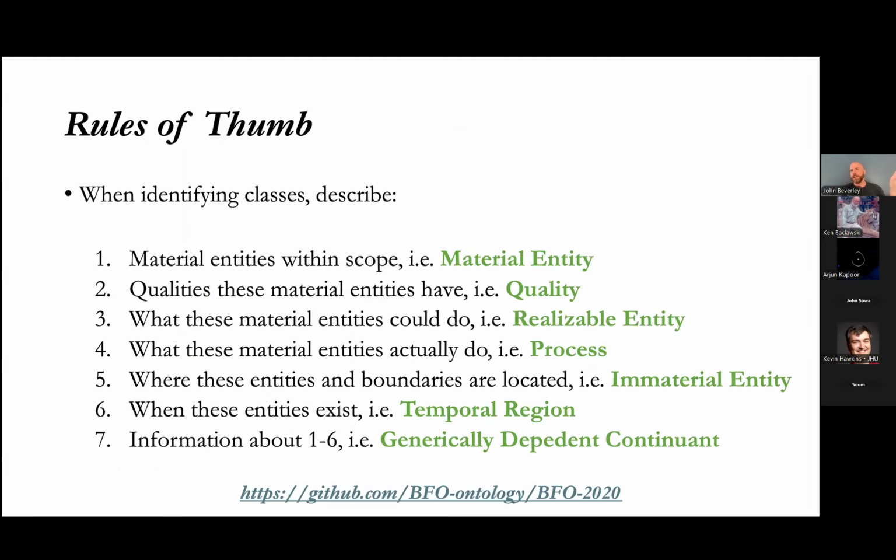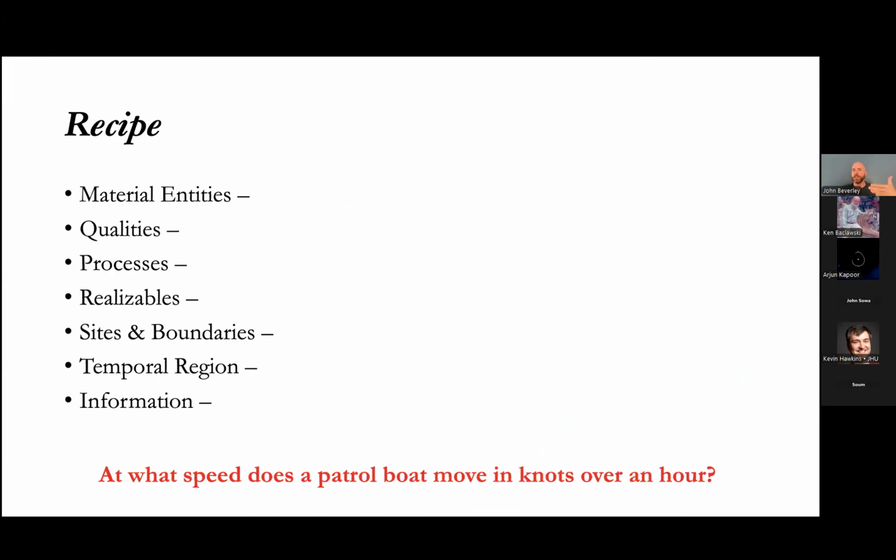So we've separated off into 7 groups. What are the things you can touch? And you walk through this in sequence. What are the things you could touch? What qualities do they have? What can they do? What do they do? Where are they? When are they? And last but not least, information about all of the above. We save information from all of the above for last because you will confuse it with something above if you don't save it for last. So we save it for last.